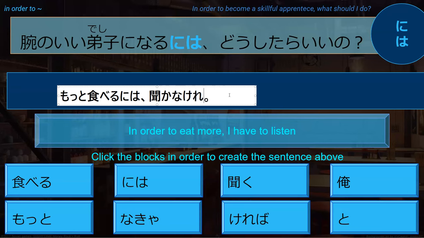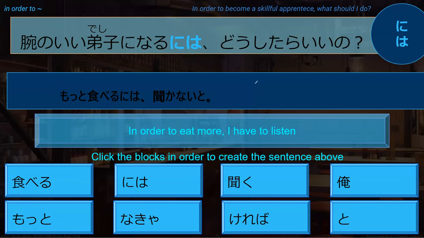So you could say kikanakya. Exact same thing. Or you could say kikanaito. All those mean I have to listen. The difference is kind of like the factualness, I guess. To feels a little bit more factual, and nakya and nakereba feel a little bit more emotional, with nakya being the slurred version of nakereba. But they're basically interchangeable. They just mean the same. So right here we have to, because the main character is being kind of factual-ish. Nakya feels very emotional. But it's basically the same.